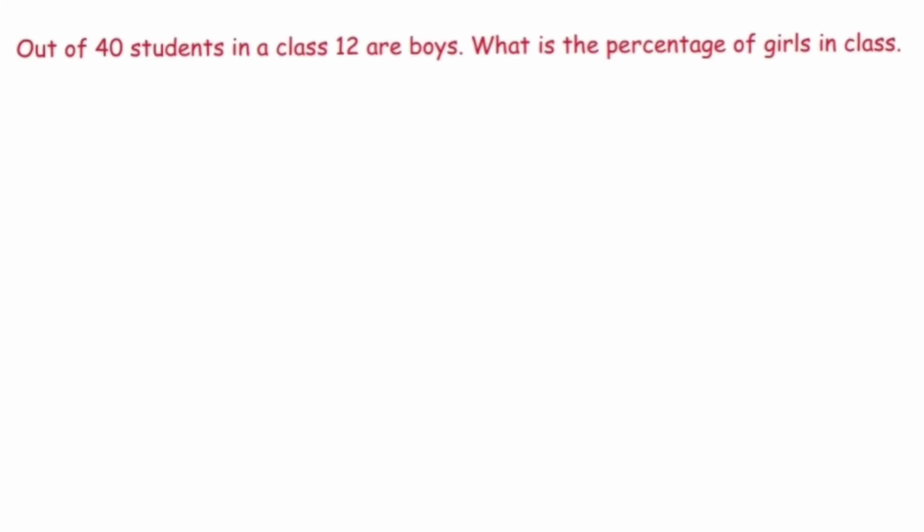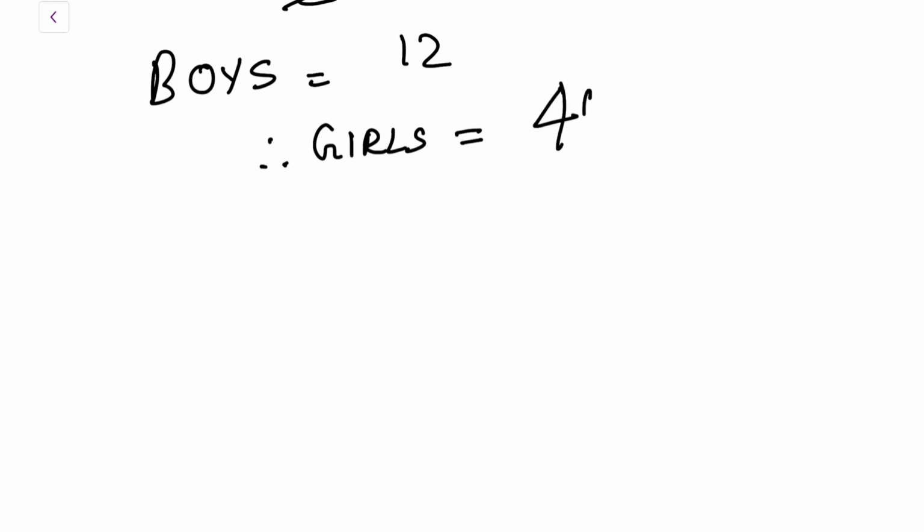Alright. Out of 40 students in a class, 12 are boys. What is the percentage of girls in class? How do we do this? So they have said, how many boys are there? 12. That's right. Now can you calculate girls? How many girls are there? Girls will be total number of students. Have they given you the total number of students in the class? Yes, 40. And remove the number of boys, minus 12. That will give you 28. So we have 28 girls in the class and 12 boys in the class.